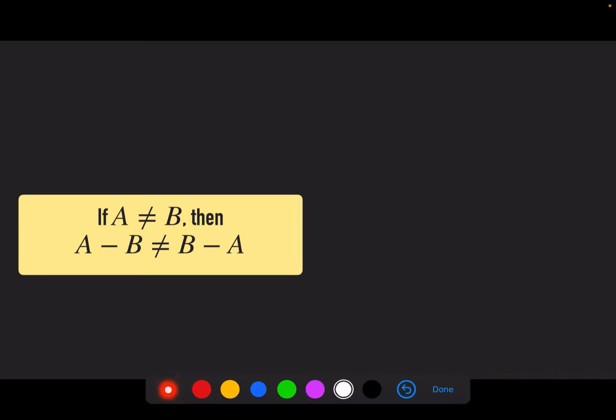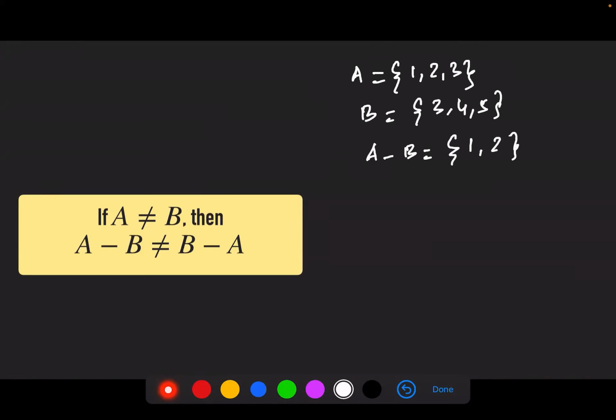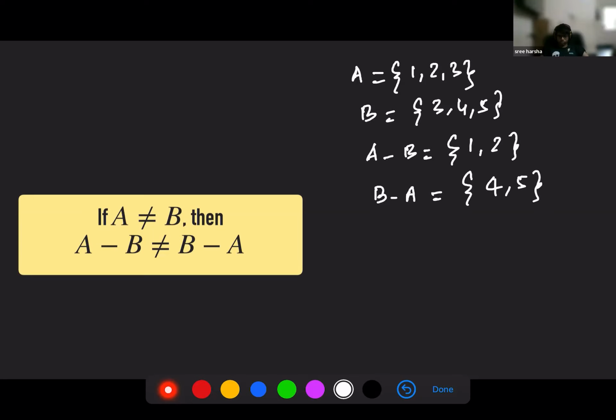Again, let's take the same example so that we understand. I have A: 1, 2, 3. So these are the numbers. B: 3, 4, 5. If you look at A minus B, what do you get? You get 1 and 2. If you take B minus A, what do you get? You get 4 and 5, because these are the elements which are present in B but not present in A. So this is a different set. Are you able to follow this? Yes. Okay.